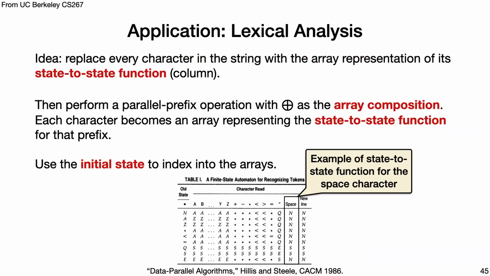And yeah, basically the high level way that it works is that you replace every character in the string with the array representation of the state-to-state function, which is the column. So you think of every character, not just as a character, but as a way to go between states in some sense. And so now your operation is going left to right, starting from some state, and you use each character as the transition between states. And the transition is associative, because the composition of two character states is composable and associative.